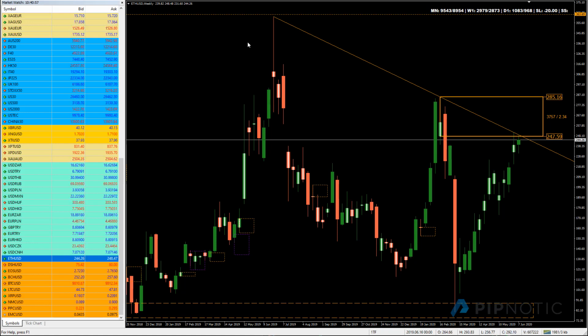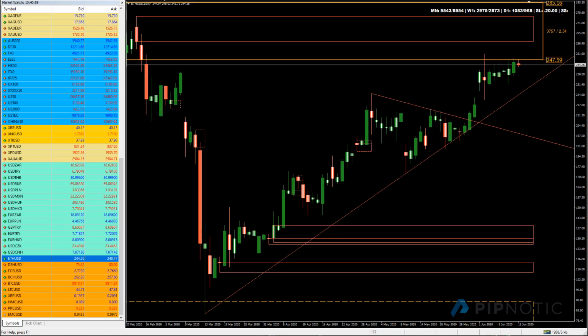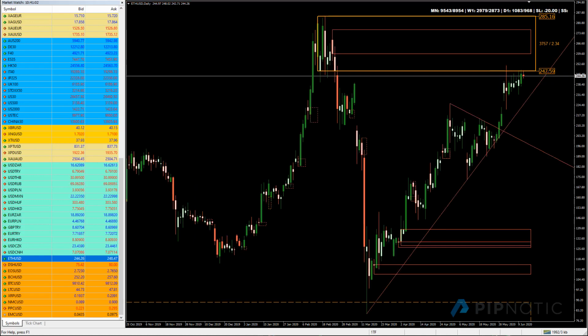But there's not a lot of clarity on this time frame, so we go to the daily chart to have a closer look, and you can see that we have a nice daily area nested within this one.